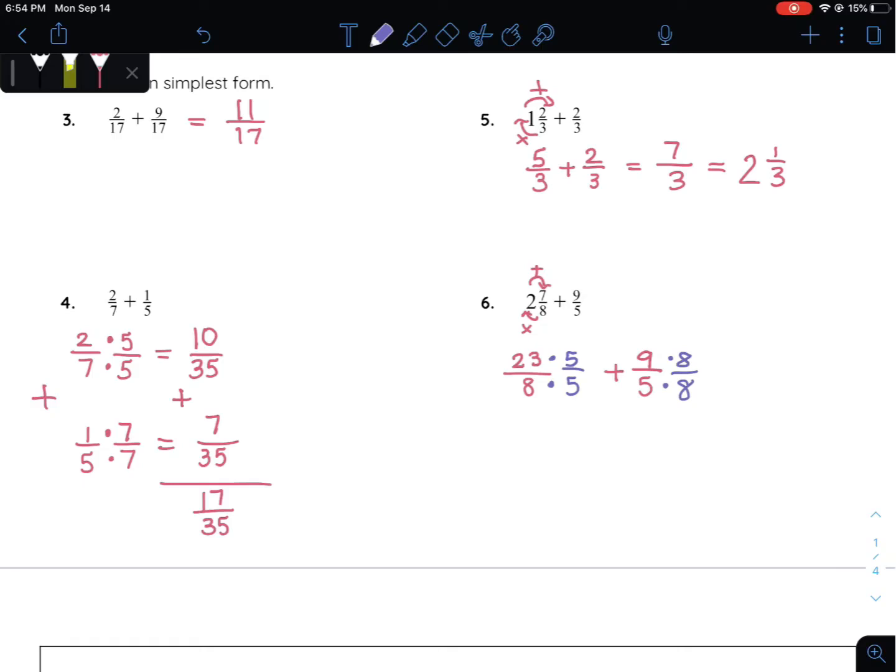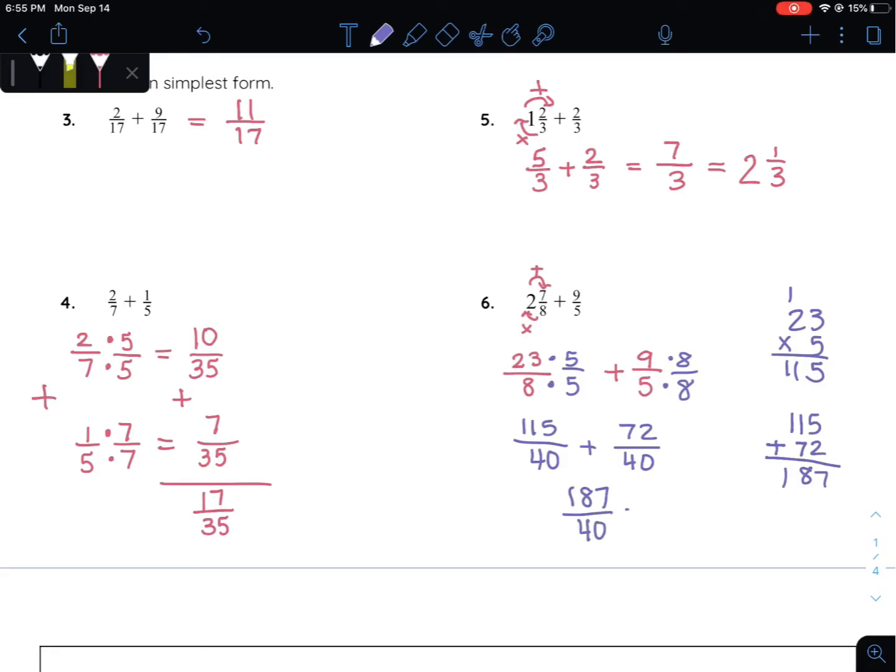So let's see. 23 times 5. If you're not sure, you can write it off to the side. So 23 times 5 is going to be 115. And then 8 times 5 is 40. And again, we've got 40 on this new fraction as well. 9 times 8 is 72. And then we can just add them up. So you can write it off to the side if you need to, like this. Line it up. You get 187 over 40. If we wanted to convert it, we'd have to figure out how many times 40 goes into 187. So I know that 4 times 4 is 16. So if we do 4 times, that'd be 160.